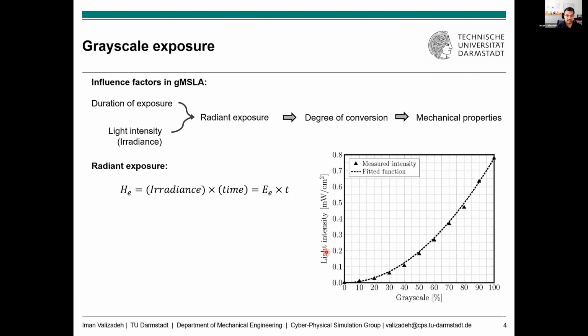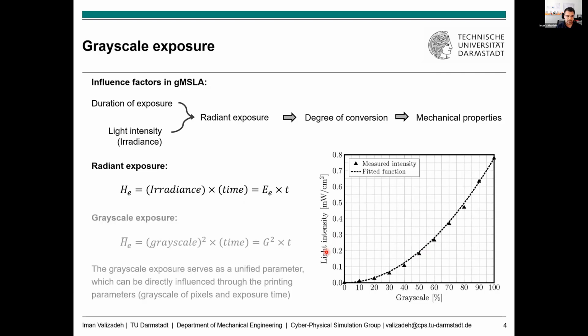Based on that, we introduce a new parameter, which is the grayscale exposure, the grayscale squared times the exposure time. This grayscale exposure is a single unified parameter that can be influenced through the process parameters and represents the correlation of both process parameters.